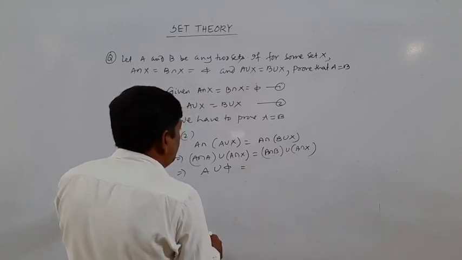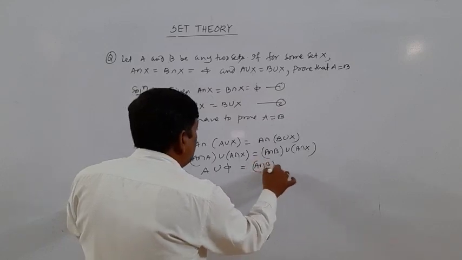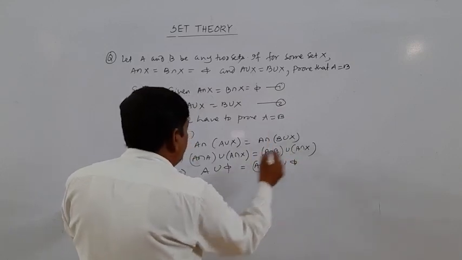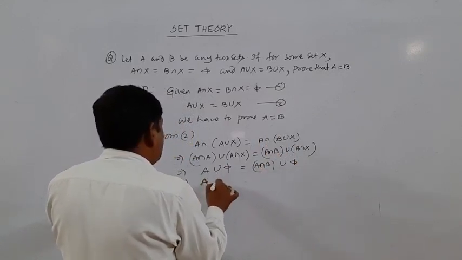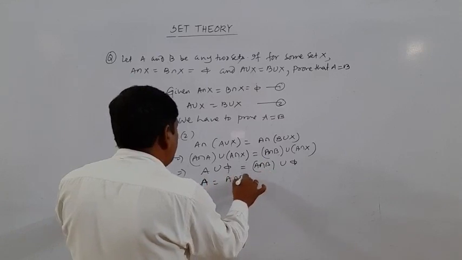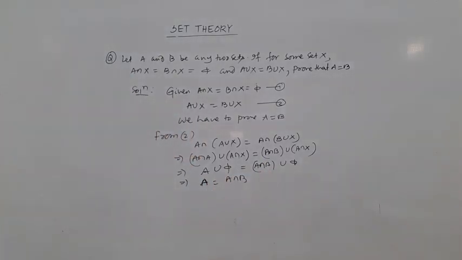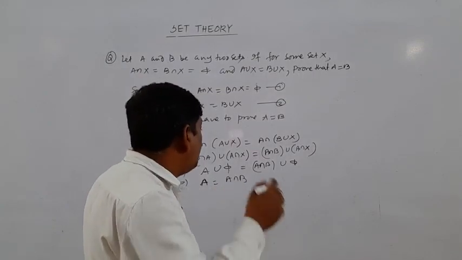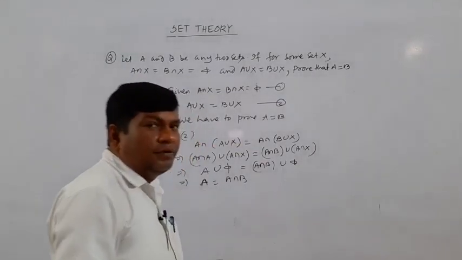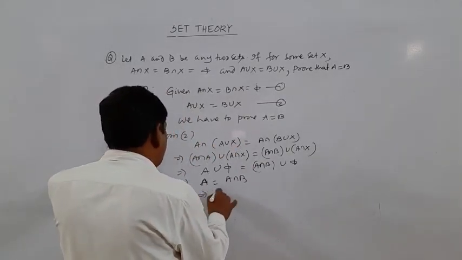So A is equal to A intersection B. Clear? If A intersection B is equal to A, then A is a subset of B. From previous knowledge, that implies A is a subset of B.